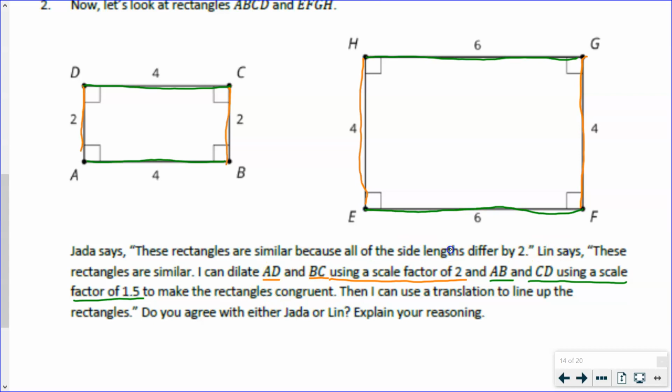So again, Lynn says these rectangles are similar because I can dilate the orange sides by a scale factor of 2 and the green sides by a scale factor of 1.5 to make the rectangles congruent. Then I can use a translation to line up the rectangles. Do you agree with Jada or Lynn? Explain your reasoning. You have 60 seconds. I need good discussion. I need good answers when we come back. 60 seconds, go.